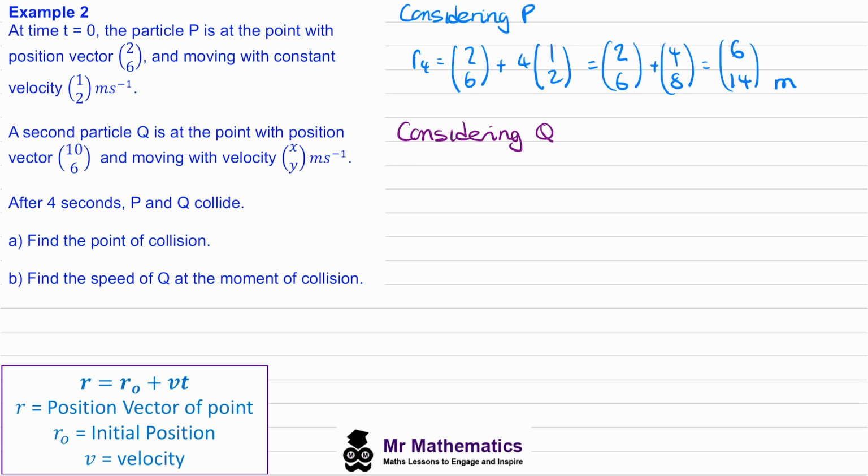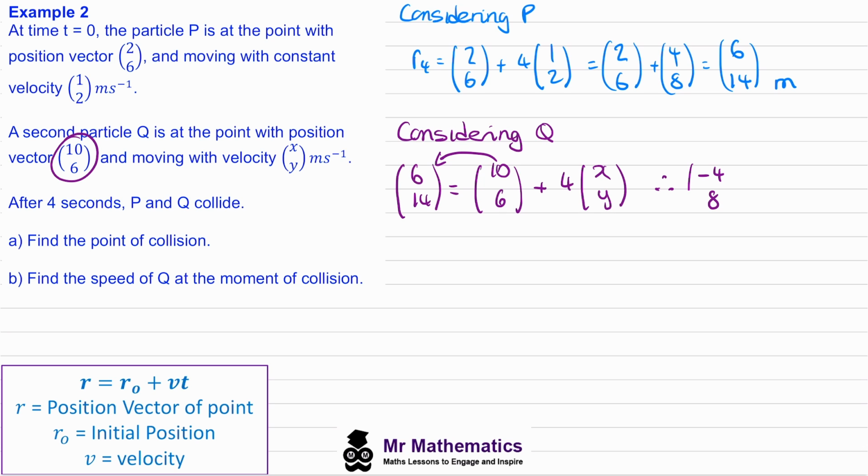we know that after 4 seconds, the position will be 6i plus 14j. We know the initial position is given as 10i and 6j. The time is still 4 seconds, and velocity is now x, y. Well, we can work out x and y by moving this vector to the left-hand side, and then setting up an equation involving the i and j components. So therefore, moving this over to the left-hand side, we'll have negative 4, 8, will equal 4x for the i and 4y for the j direction.